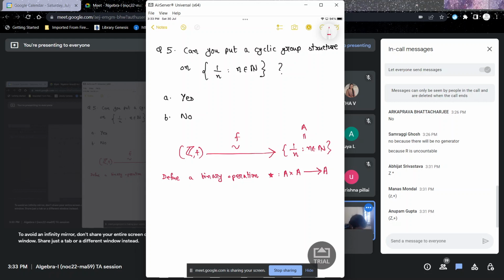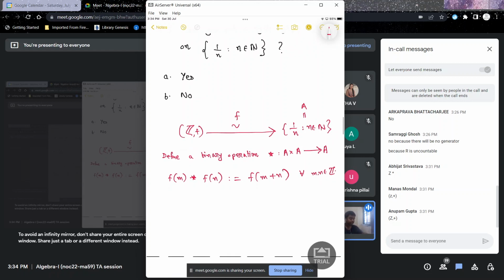So every element of A can be uniquely written as F of n for some unique integer n. We define F of m star F of n to be equal to F of m plus n for all m, n in Z. So clearly this is a well-defined mapping of A cross A into A, because F is a bijection, there is no doubt with that.